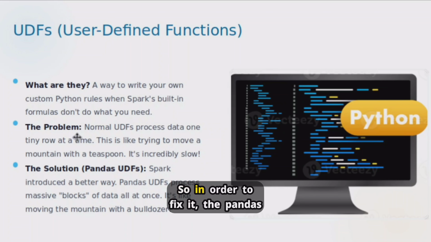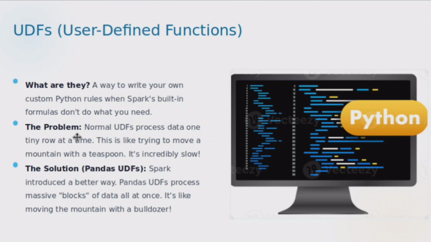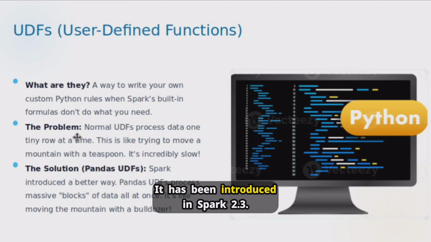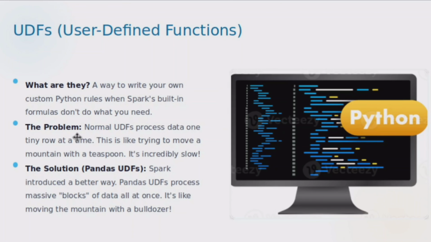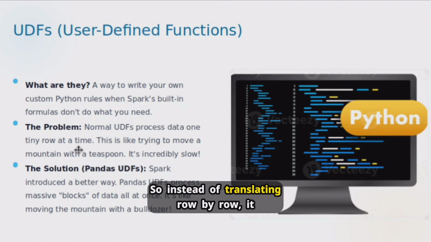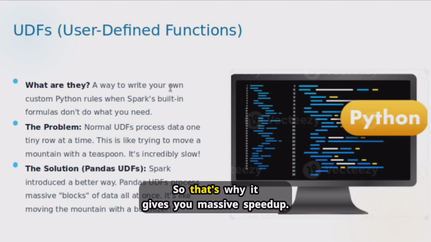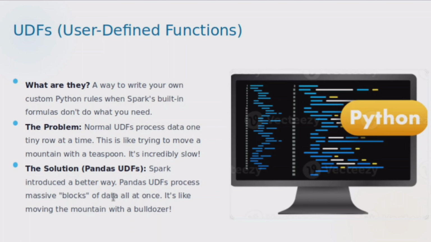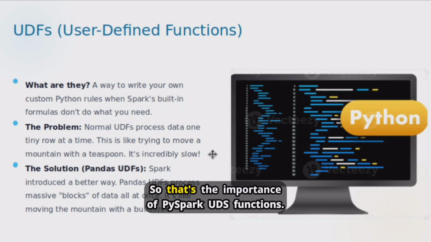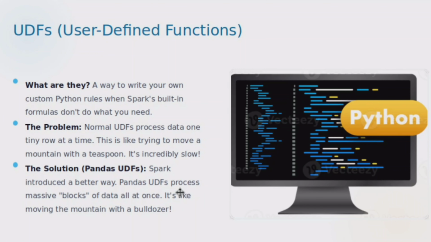Okay. So in order to fix it, Pandas UDFs have been introduced. They were introduced in Spark 2.3. They use a technology called Apache Arrow. So instead of translating row by row, it transfers a whole block of data at once with zero copy overhead. That's why it gives you a massive speedup. So that's the importance of PySpark UDF functions.